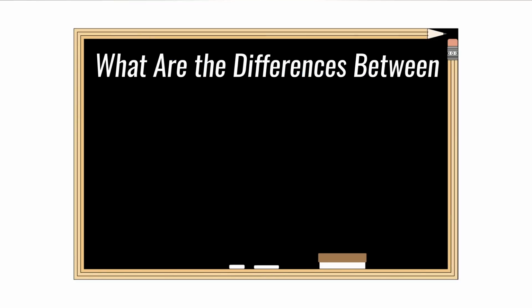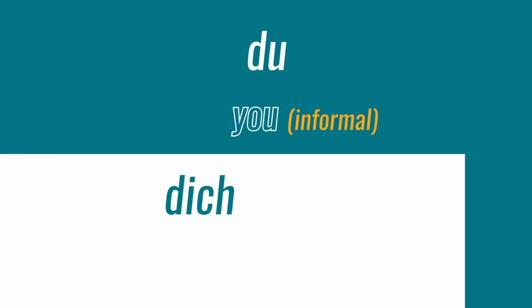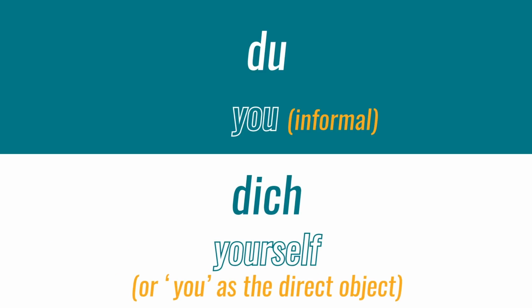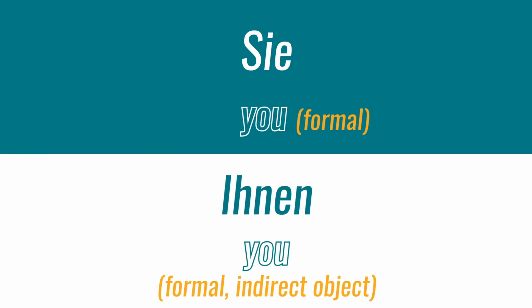The question for this lesson is, what are the differences between du, dich, Sie, and Ihnen? Lowercase du means you informally, and dich means yourself or you as the direct object. Capital S Sie means you formally, and Ihnen is you as the formal indirect object.